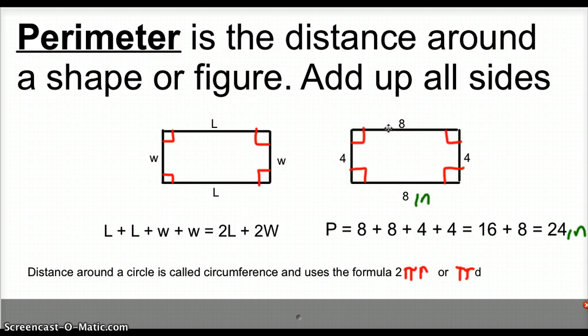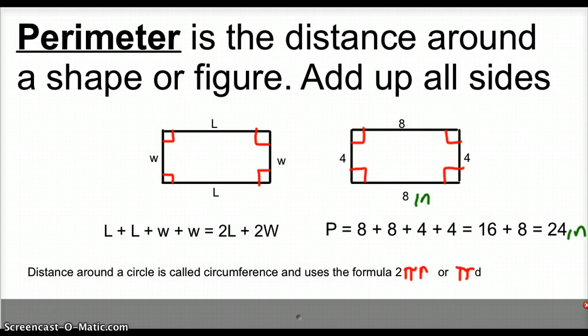And again, if we had a circle here, whatever the diameter would be, we'd multiply it times pi, or again, we could take 2 times the radius and multiply it times pi to get the answer for that as well. So that's perimeter. Again, remember, perimeter is the distance around a shape or figure.